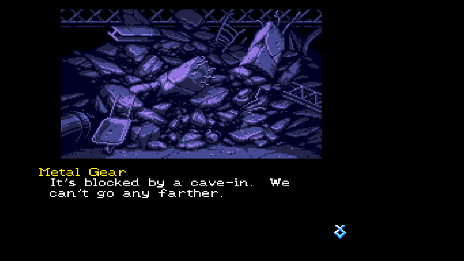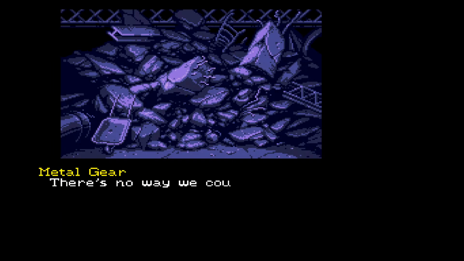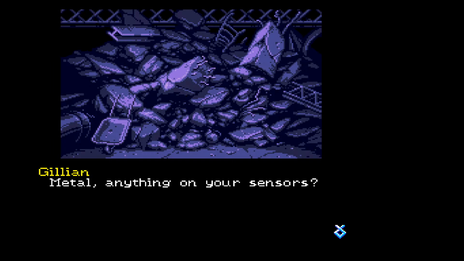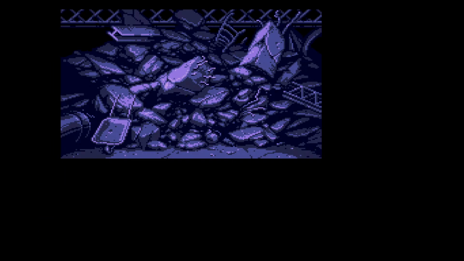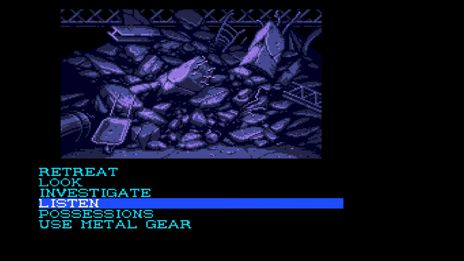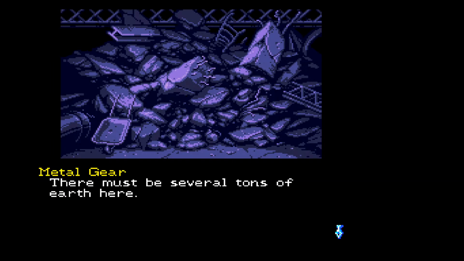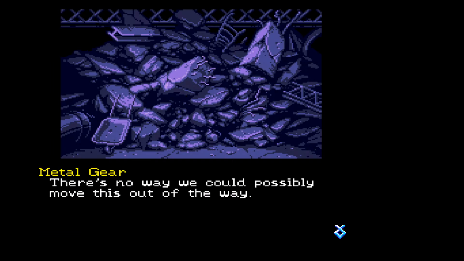Let's look around. It's blocked by a cave-in. We can't go any further. What about the motion detector? Anything on your sensor, Metal? No, I'm not getting any reading. What about listen? I think that's what it was. It's uncomfortably quiet here. Dirt and sand? There must be several tons of earth here. There's no way we could possibly move this out of the way.